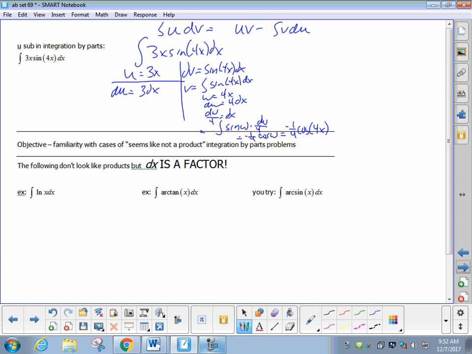All right. That then is ready to be plugged in. uv is negative 3/4 cosine of 4x minus v du. I suppose that would turn to positive 1/4. Nope, 3/4. Am I going too fast by plugging all this in at once? I'm just going to go slowly. Minus v. v is negative 1/4 cosine of 4x. du is 3dx.